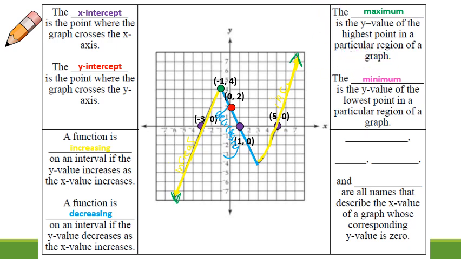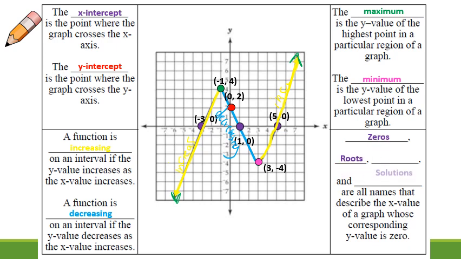And the local or relative minimum is the y value of the lowest point in a particular region of a graph. So locally, we've got a minimum of (3, -4). Those are relative or local. So in a particular region of a graph, that's the lowest point. Again, the entire graph, or globally, this graph would be continuing forever in both directions, but those are relative or local maximums and minimums.